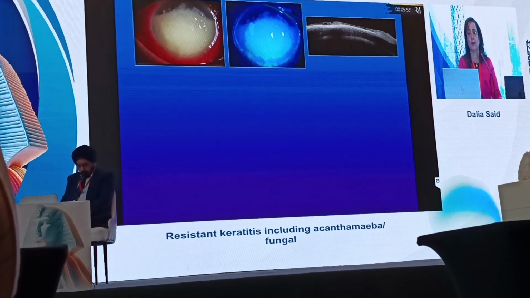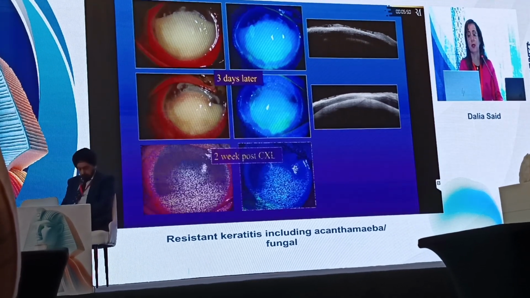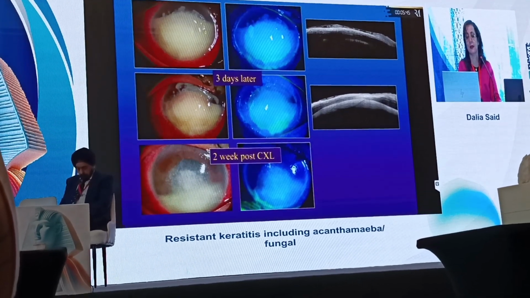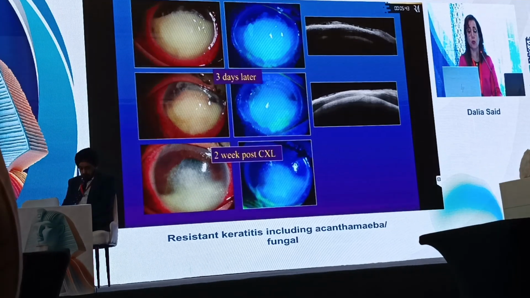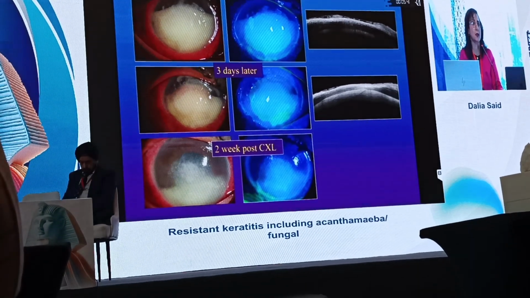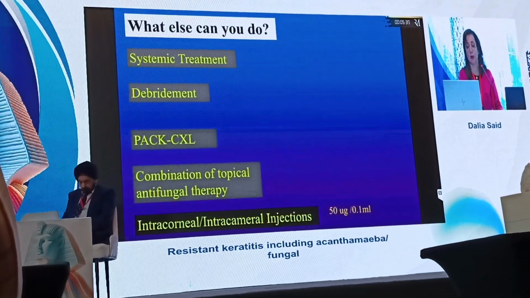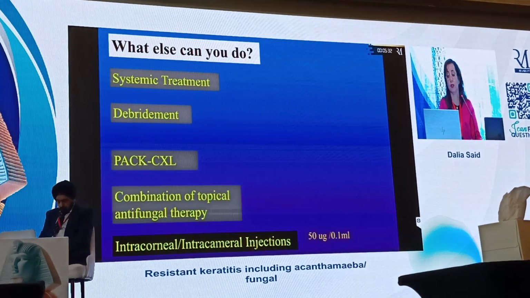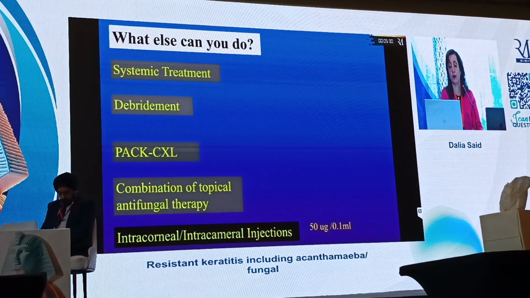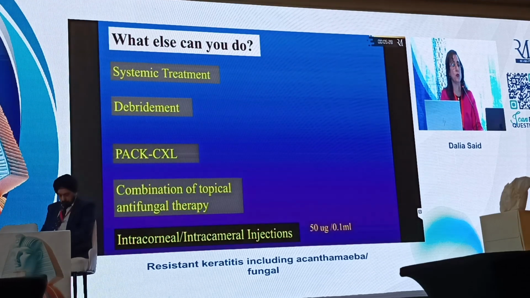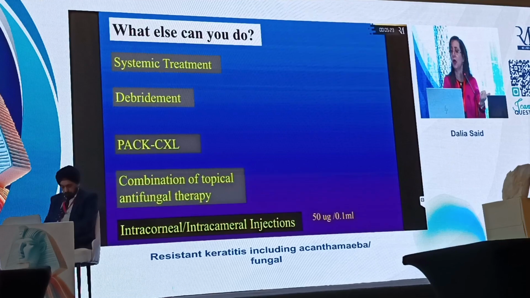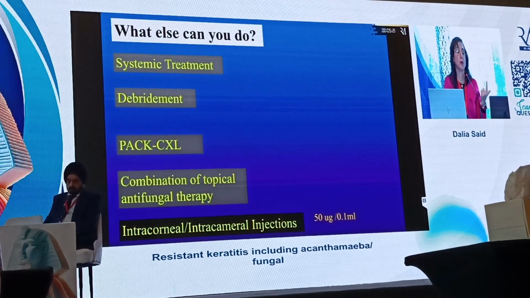These are some of our patients in Rio, which were done here, where we did the initial study of PACK-CXL in advanced keratitis, where actually it did show quite a lot of improvement, especially in mixed infections. One last modality which I would like to tell you about, which is the intrastromal injection, which is very good, of voriconazole 50 microgram of 0.1 ml, and that gives us very good results, especially if the patient has toxicity or the patient is not responding enough to treatment.